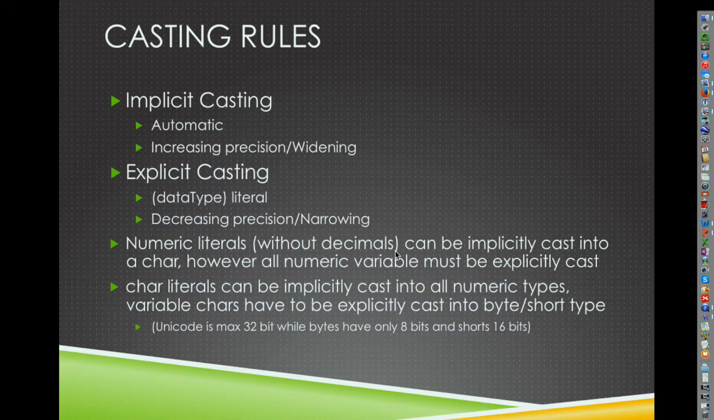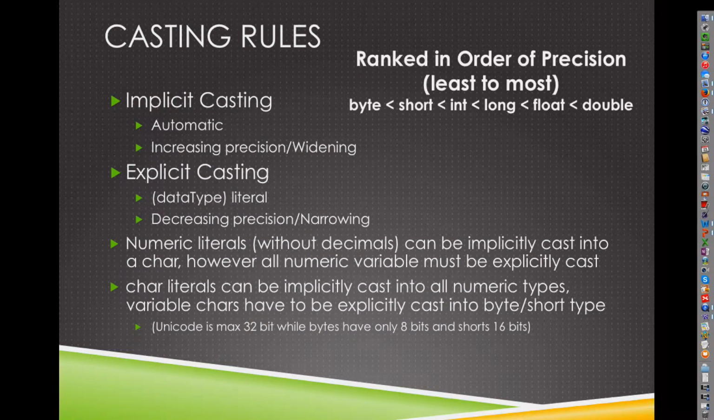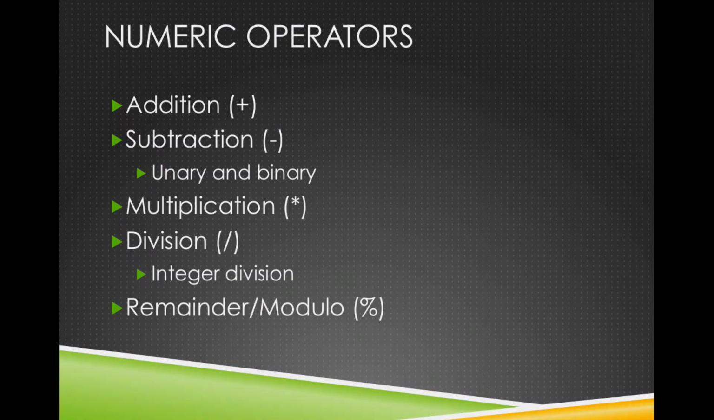Numeric literals without decimals can be implicitly casted into a char. However, all numeric variables must be explicitly cast into a char. Char literals can be implicitly cast into all numeric types except for the byte and short type, which have too few bits. The numeric types in order of precision: byte has the least amount of precision and double has the greatest amount of precision. These are the basic numeric types we've known since grade school. Be careful with integer division. If you divide two integers, you get an integer out.